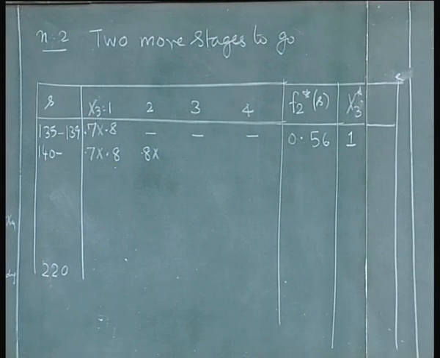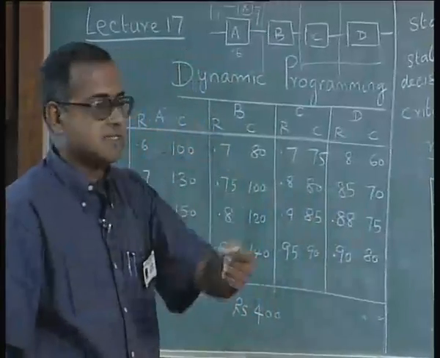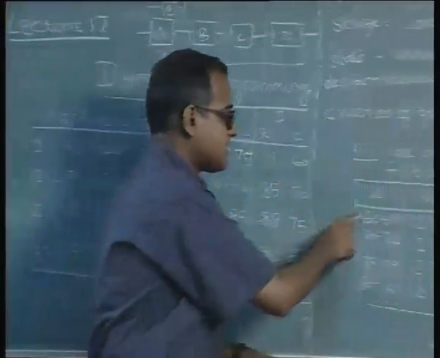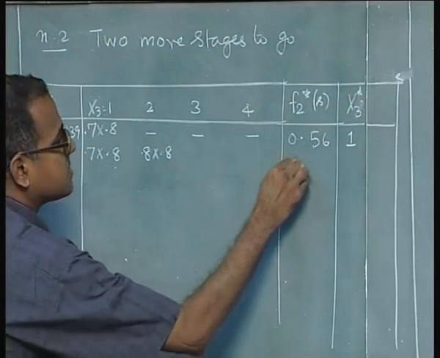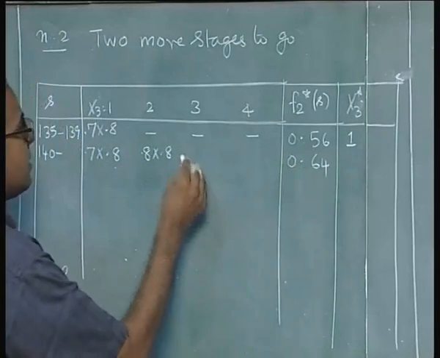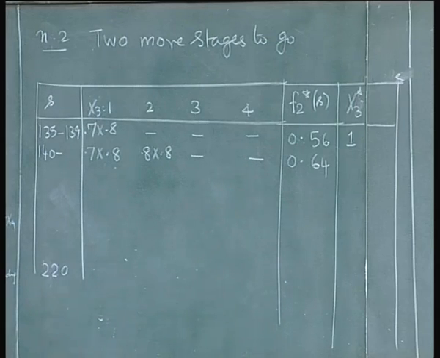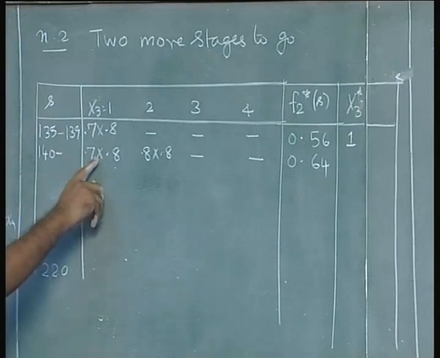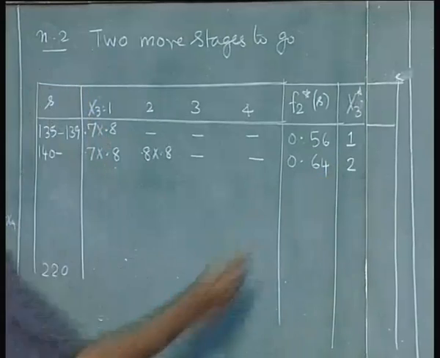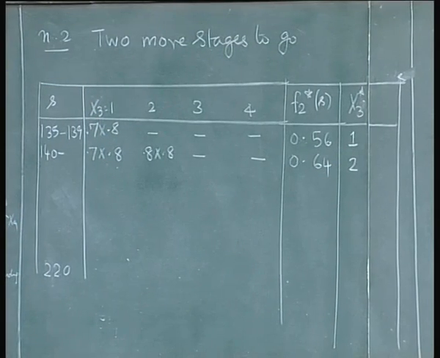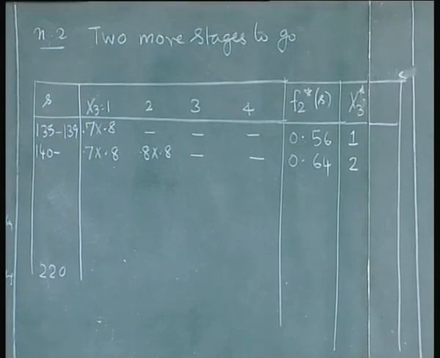I have already spent 80, so I carry the remaining 60 to the next one, so at 60 I get another 0.8, so this becomes 0.64. Now these two are not possible. Now the best decision here between these two is 0.64 and x3 equal to 2. Now like this we have to build this table.